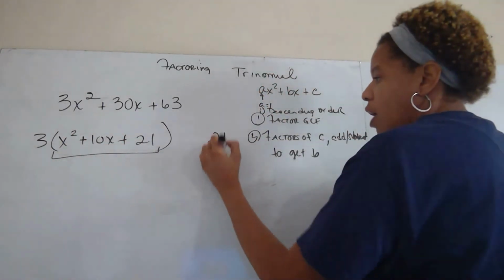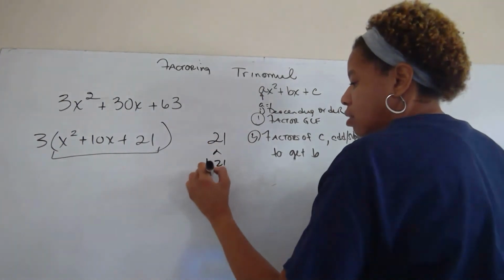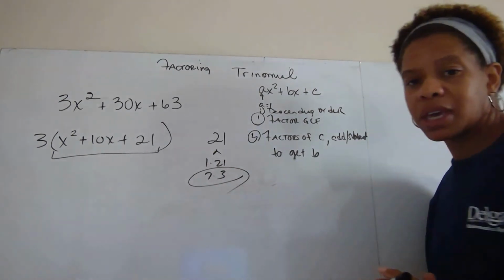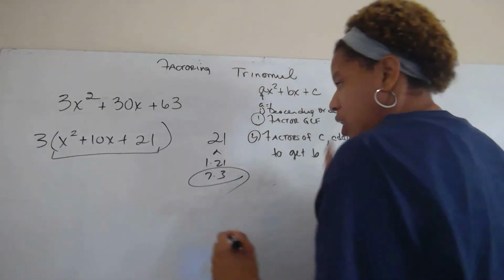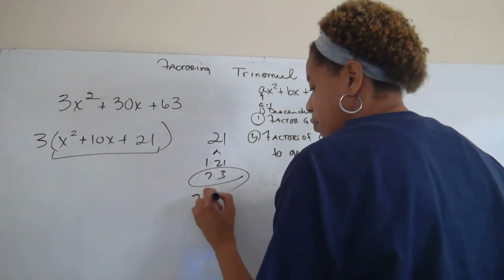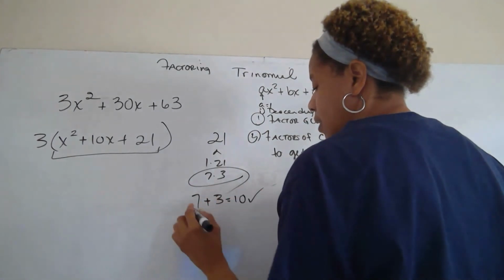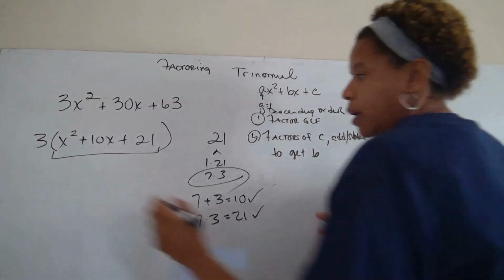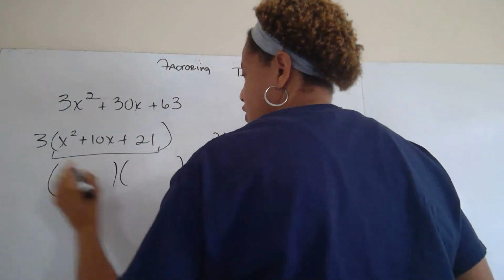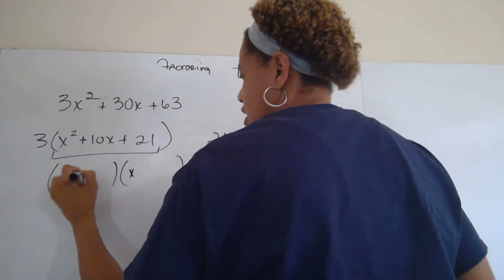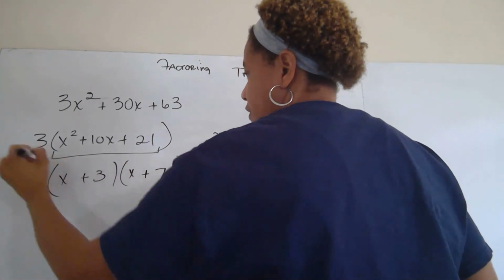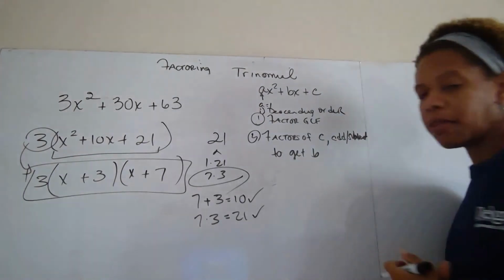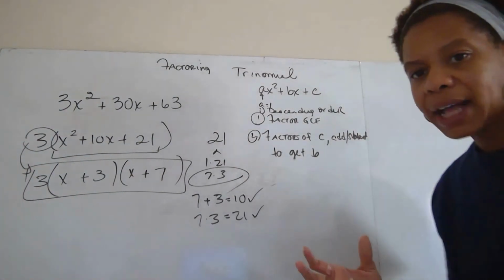So I'm looking at the trinomial x squared plus 10x plus 21. I'm looking for factors of 21 that can create a 10. Well, the 7 and the 3 can do that, right? A positive 7 plus a 3 is a positive 10. And if I multiply them together, they give me the positive 21. So my two sets of parentheses: x plus 3, x plus 7, bring down that GCF at the front, and the problem is done. Remember, it's factoring.